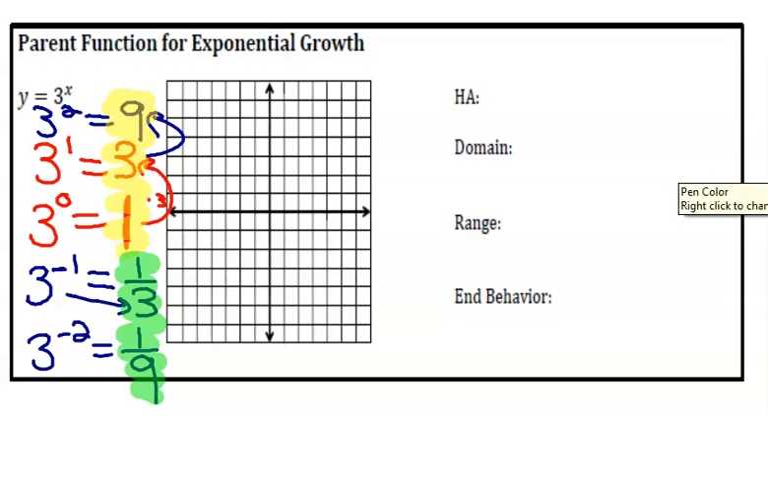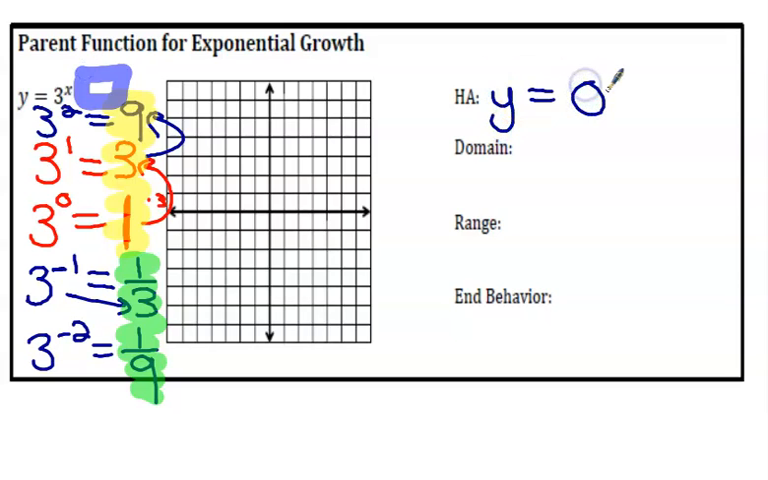For the horizontal asymptote, there is no k attached to this one. There's no plus or minus for this one. So my horizontal asymptote is 0. What is my domain? That's all real numbers. And then my range is y is greater than 0.